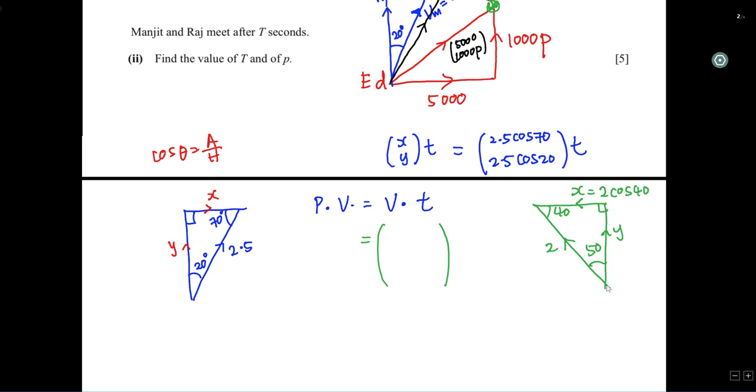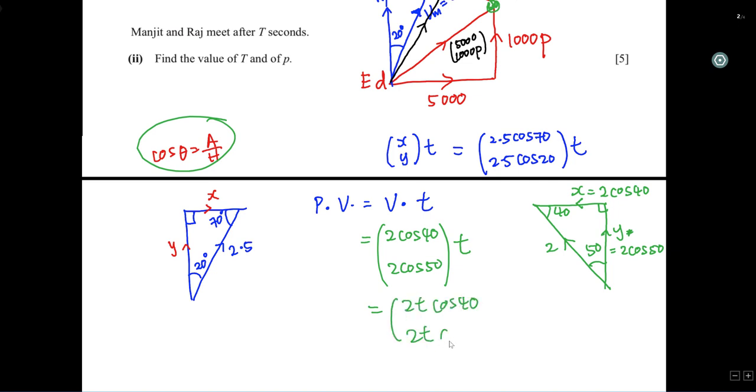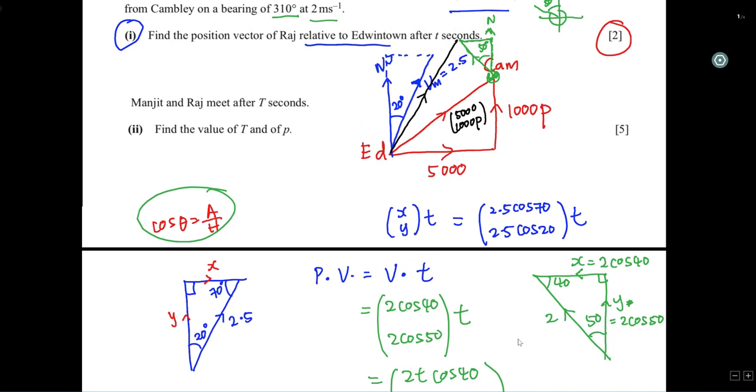And same thing, in order to get y as an adjacent, I will use 50 degrees. So you multiply with the hypotenuse. So basically y is equal to 2 cos 50. Just use back the same method we did just now, I just take a bit of a shortcut here. So this is 2 cos 40, and then my y is basically 2 cos 50, and multiply with time. So we'll get 2t cos 40 and 2t cos 50. This is the green color vector, which is this vector.